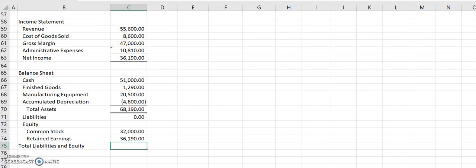If we look to our balance sheet for our total liabilities plus our equity, made up of our common stock and our retained earnings, I hope this comes to $68,190, and it does. Very good. So our balance sheet is in balance. Our total liabilities and equity agrees to our total assets. So we are good to go with question number 4.